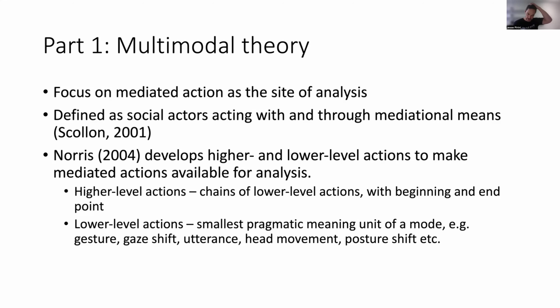So a typical example of a high level action might be a conversation. So you have a conversation with someone, there's a start point to that conversation that's socially determined, and there's an end point to that conversation. And the whole thing is a higher level action. It's produced through chains of gesture, change of speech, chains of gaze shifts, head movements, posture production. So all of these lower level actions come together to produce a higher level action. And now we have the conversation available for analysis in a way that it perhaps wasn't previously.